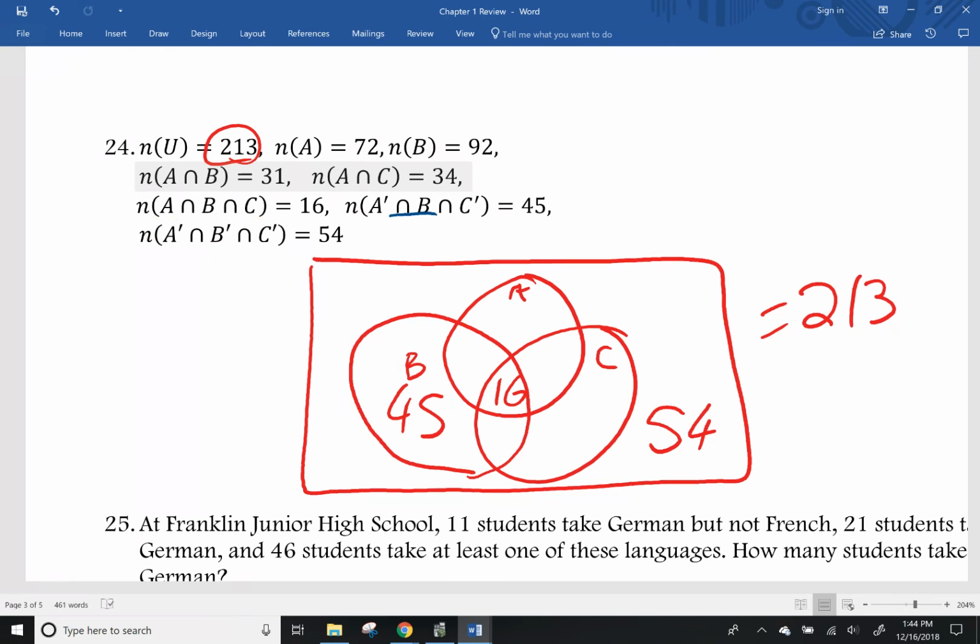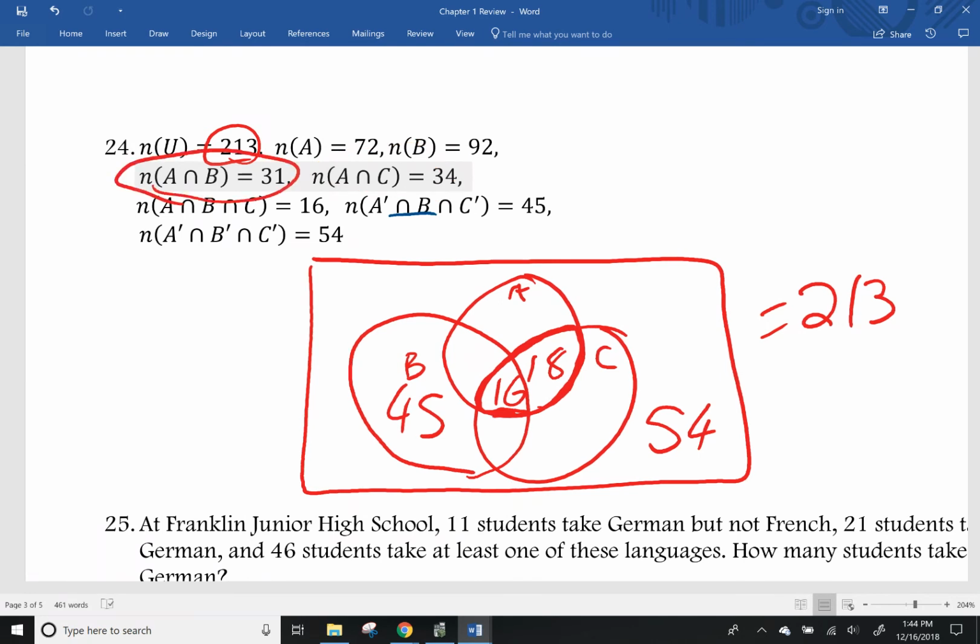A intersects C. So in A and in C is 34. So that's this little football shape here. Now I already know 16 of it belongs. I've already got 16 in there. So if it all adds up to 34, then 34 minus 16 is 18. And that's going to be the leftover space there. So now if you combine 16 and 18, that is 34 elements shared between A and C, which is what that indicated to me.